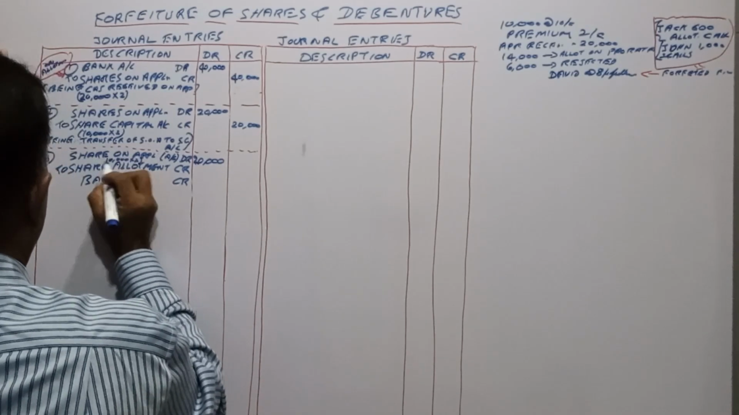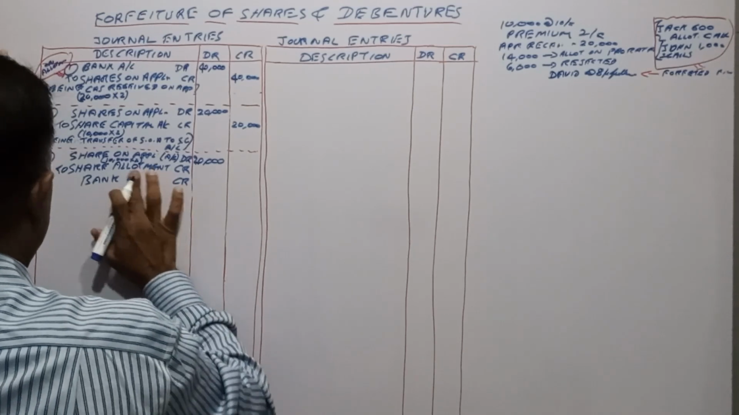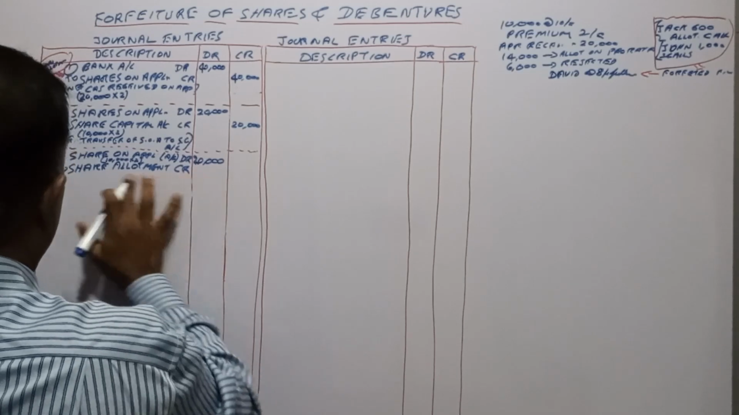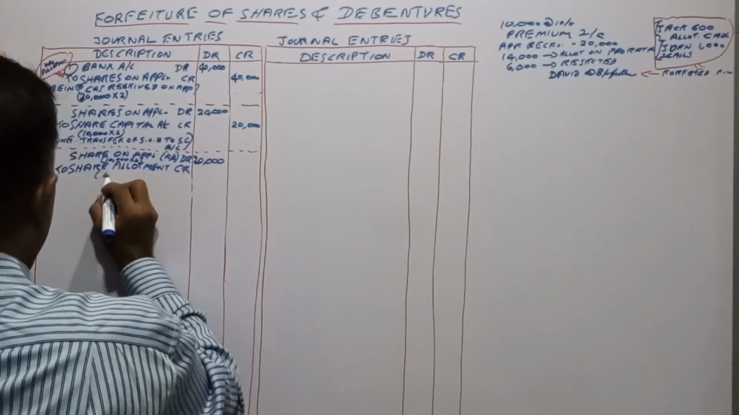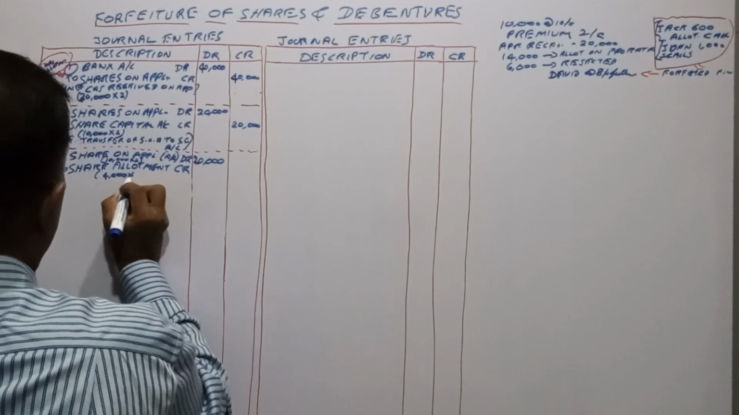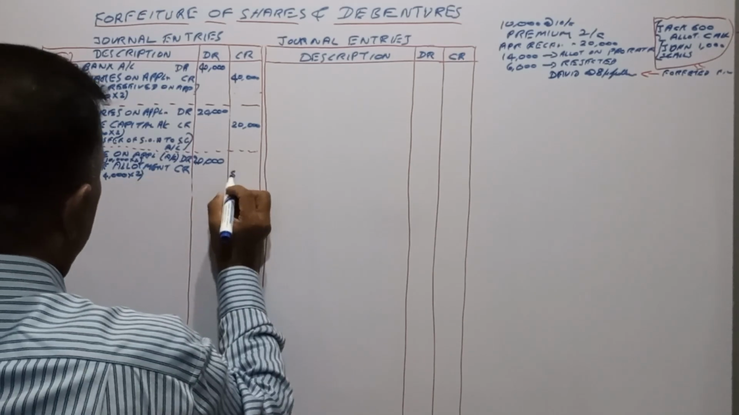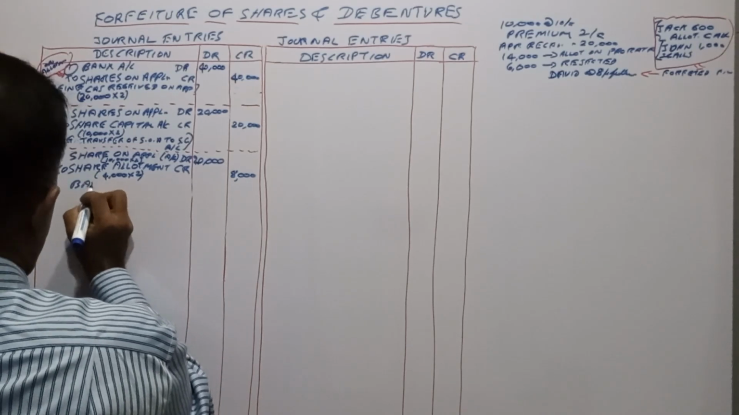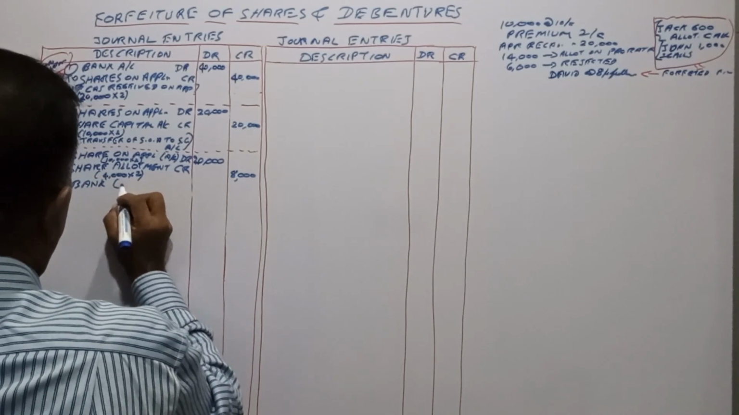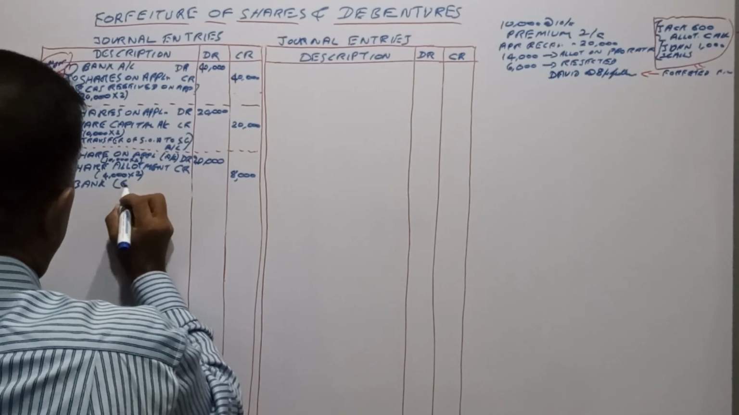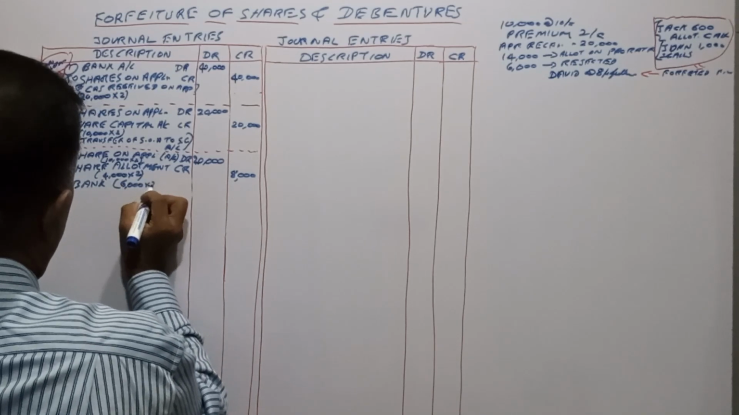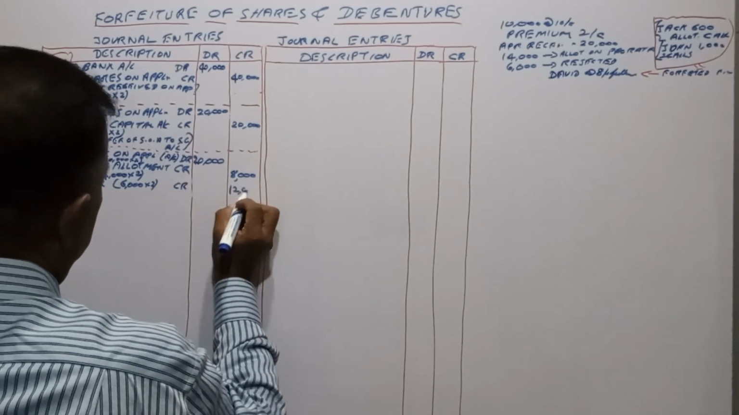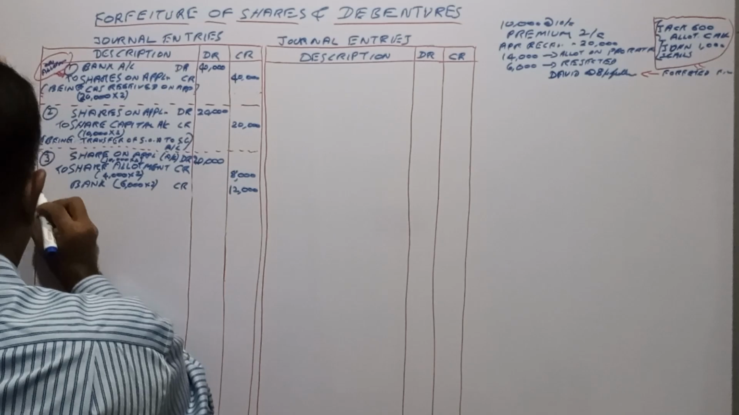10,000 into 2, right, that is 10,000 into 2. For the share allotment, 4,000 shares into 2, that is 8,000. To bank account, again 6,000 shares into 2, that is also a credit of 12,000, right.